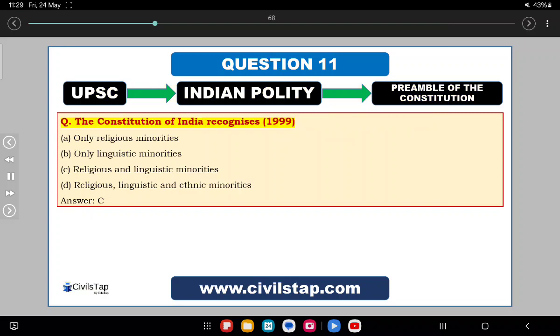Question: The Constitution of India recognizes (1999): A. Only religious minorities, B. Only linguistic minorities, C. Religious and linguistic minorities, D. Religious, linguistic and ethnic minorities. Answer, C. Question 11. UPSC Indian polity, Preamble of the Constitution.